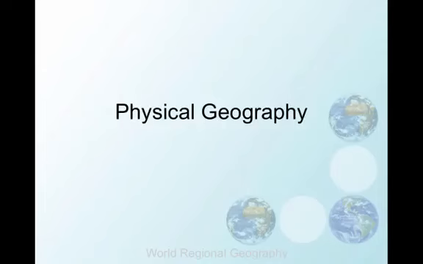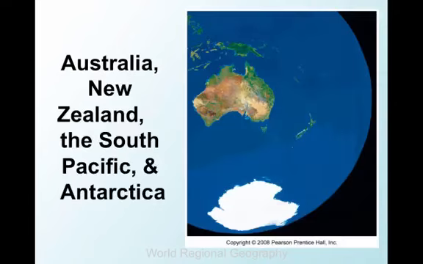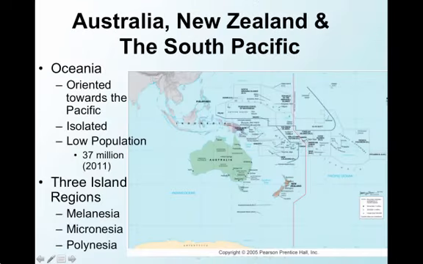So to begin, I wanted to speak about the physical geography of the Oceania region. First, when we talk about Oceania, we are referring to Australia, New Zealand, the South Pacific, which includes many small islands, and also Antarctica. So for this module, I will be discussing mainly Australia, New Zealand, and the South Pacific. If you're interested in learning more about Antarctica, then I recommend that you read the book, and then also I could point you to more resources if you're interested.